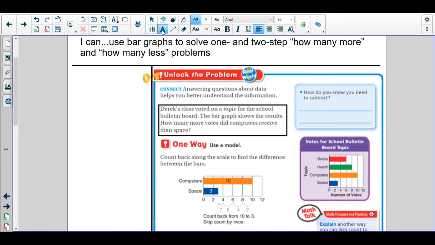It's because we're given the two items in the problem.